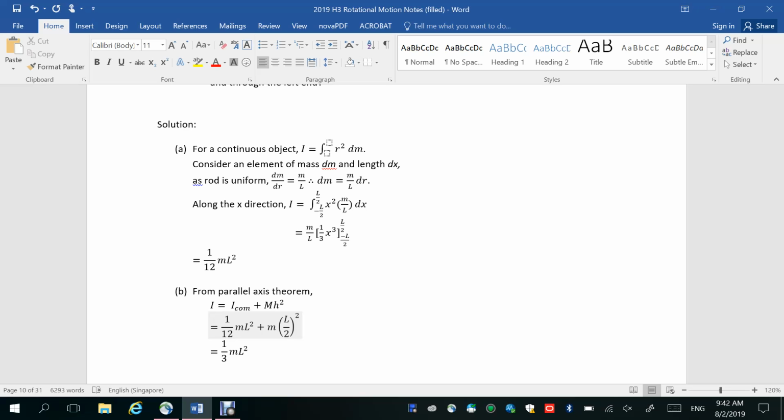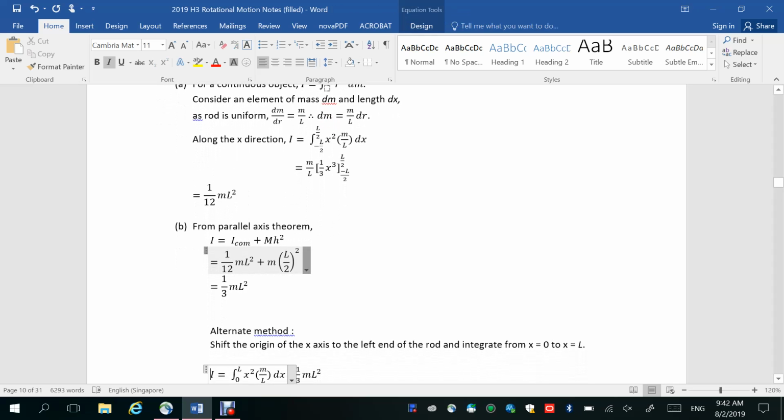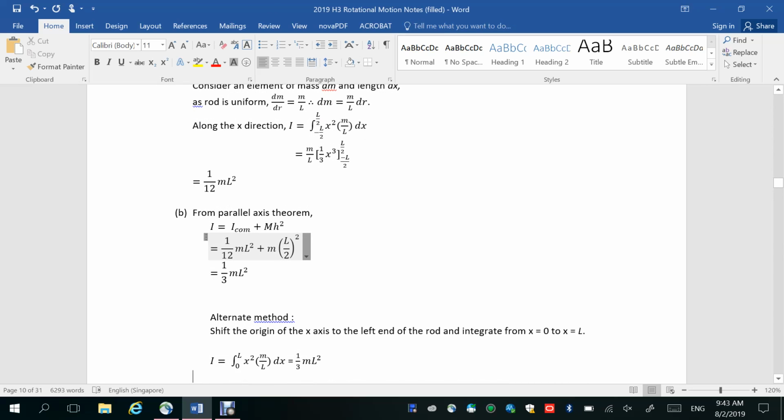So with that, we get 1/3 ml². Or what you can do is integrate, that means you start from scratch again. For rotational inertia for a continuous body, you just integrate r squared with respect to dm. Using the same concept as we discussed in part A, we assume that the linear density is the same. So mass over length, m over L, will be the same as the mass element dm over dr. So your dm will be m over L dr. Using that same concept, I sub in my dm here.